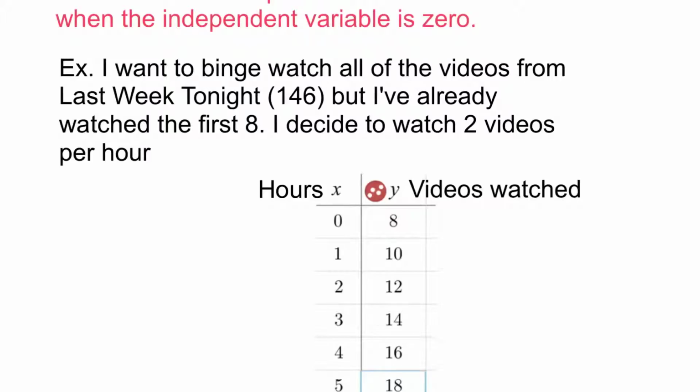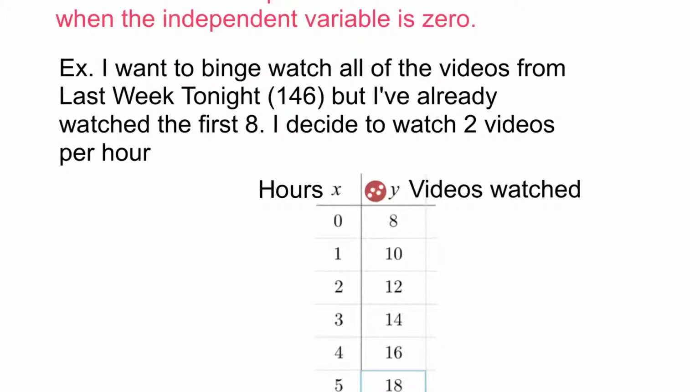The y-intercept is the value of the dependent variable, so y, when the independent variable, x, is equal to 0. So, let's say I want to binge watch all of the episodes from Last Week Tonight. I do that every day. If you've never heard of it, it's an excellent YouTube channel. But I've already watched the first 8 videos. I decide to watch 2 videos a day.